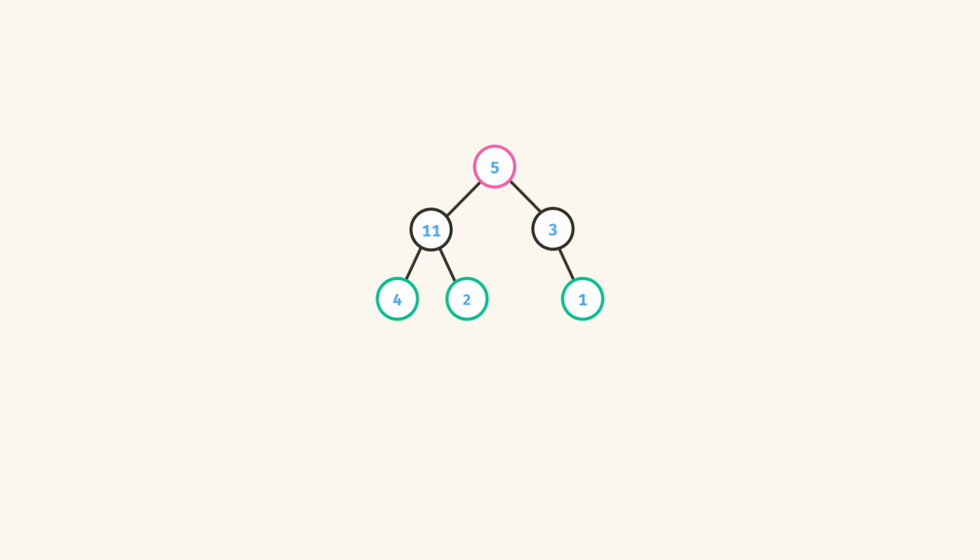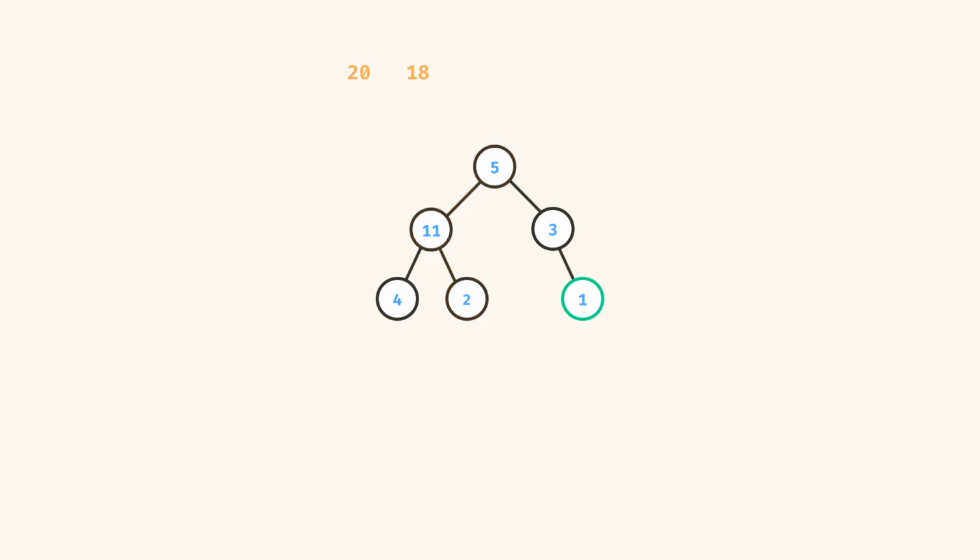So one of those paths would be this one: 5, 11, 4. And what we want to do is consider its total sum, just summing the values within the nodes along that path. If I do 5 plus 11 plus 4, that would give me a total sum of 20. So that's just one of the possibilities. If I look at another path, let's say this path of 5, 11, 2, 5 plus 11 plus 2 would give me 18. So that's another option.